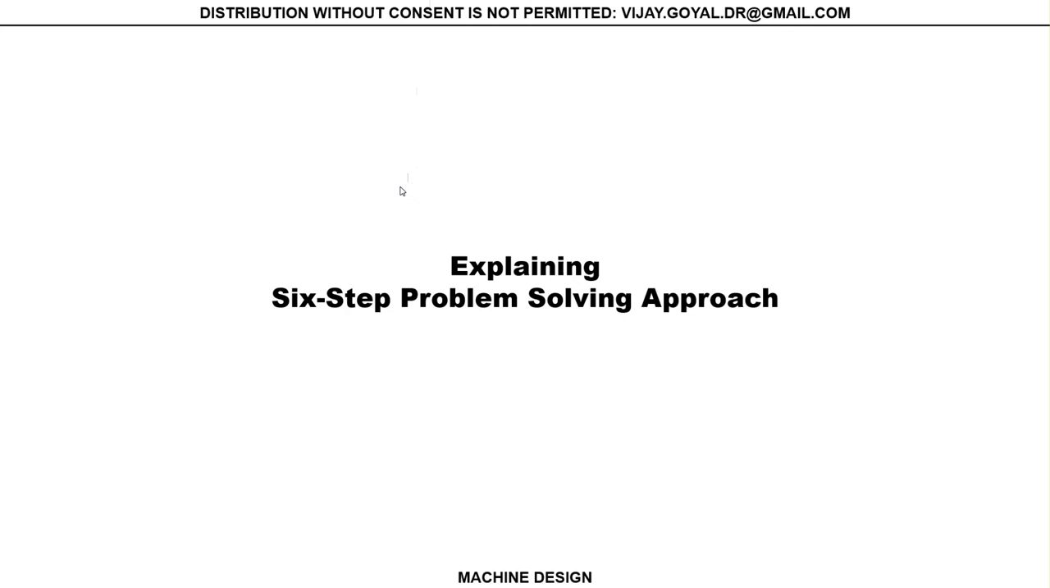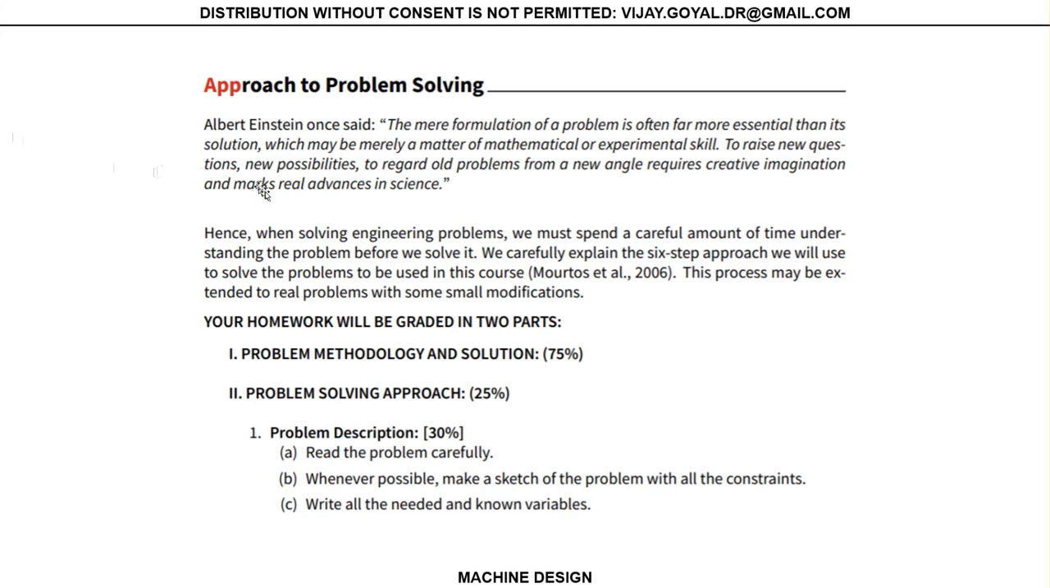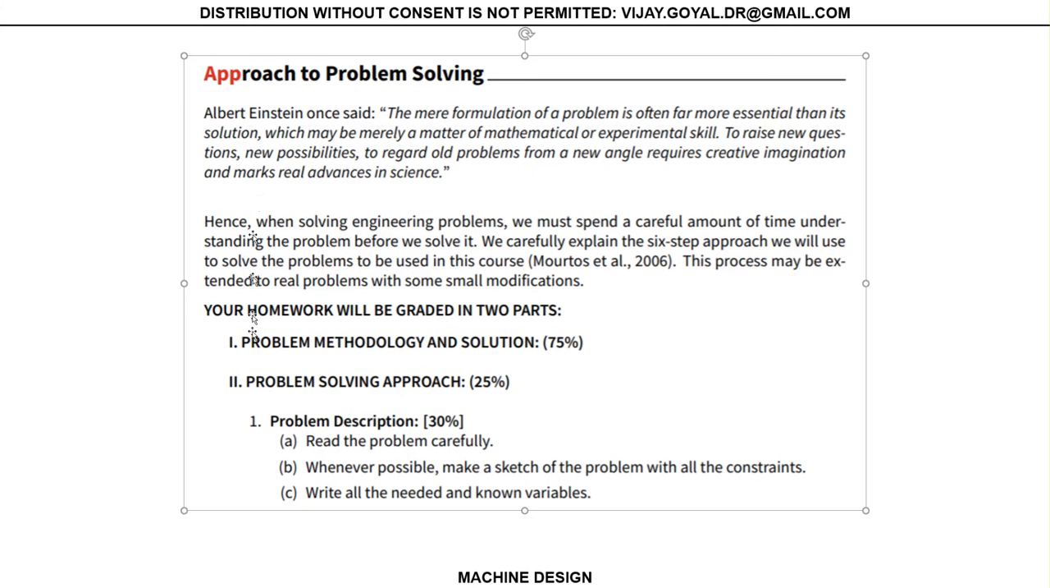The purpose of this video is to explain the six-step problem-solving approach that all students are expected to use throughout the course. So the six-step problem-solving approach consists of the following. If you go to the course syllabus, which was provided at the beginning of the classes, your problem solution's correctness is only 75%, but 25% will consist of 6 steps. This is a typical 6 steps that we use in the industry.